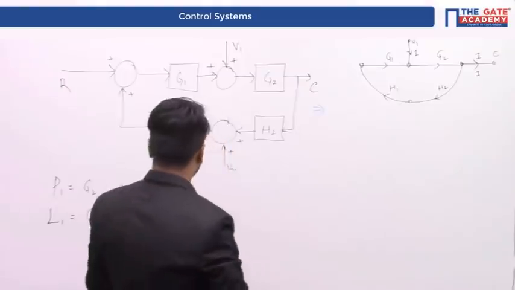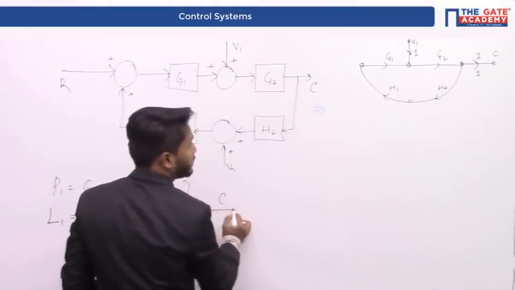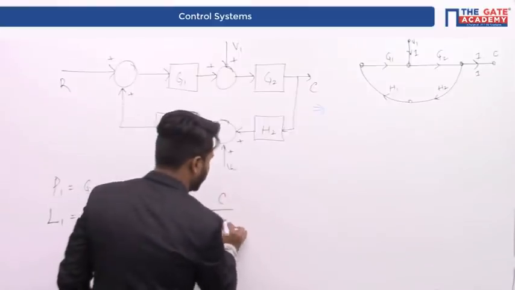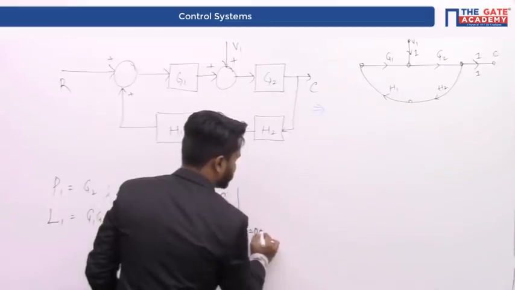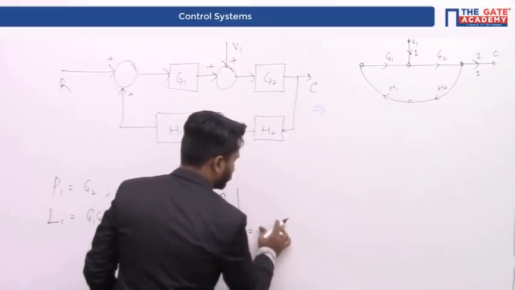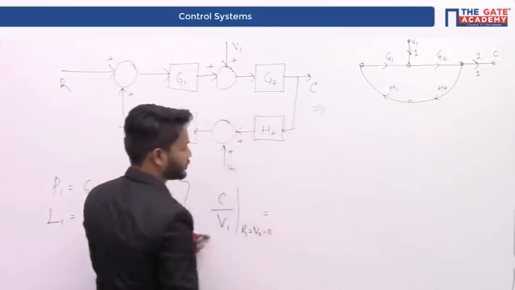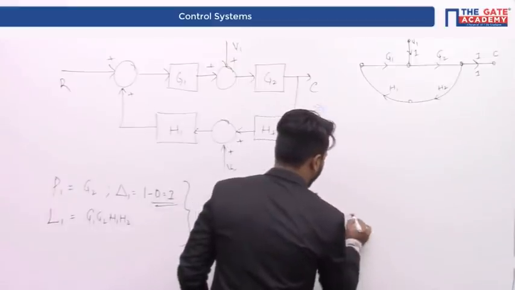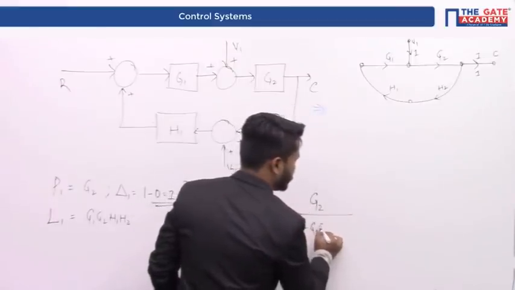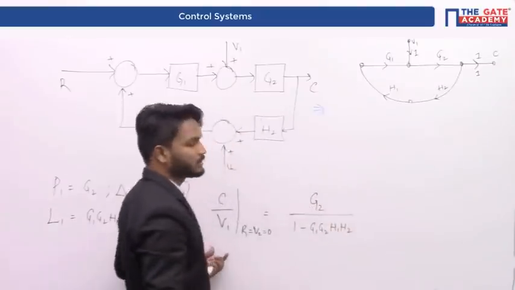Therefore, simply let us put it in the Mason's gain formula, overall transfer function, that is, in this case, C by V1 when R is equal to V2 is equal to 0. That implies the output will be G2 upon 1 minus G1 G2 H1 H2. This is the transfer function.